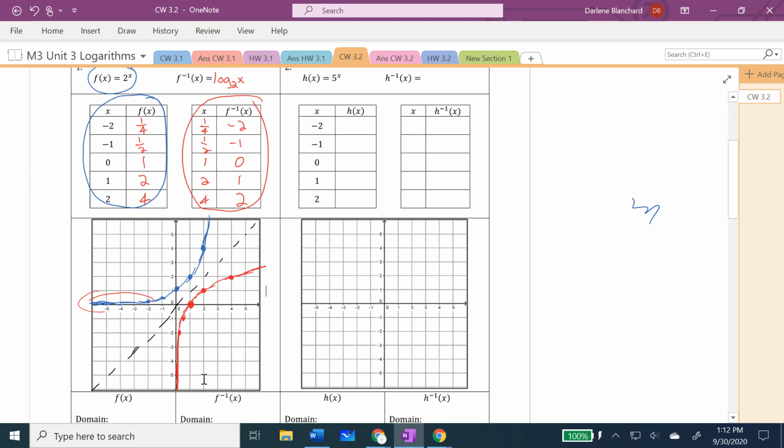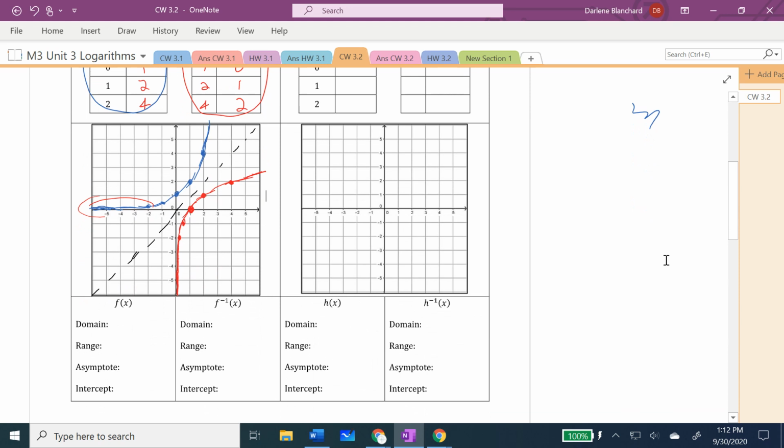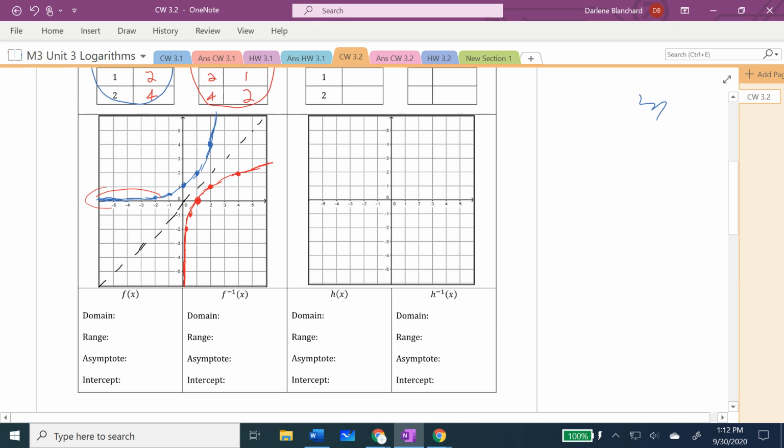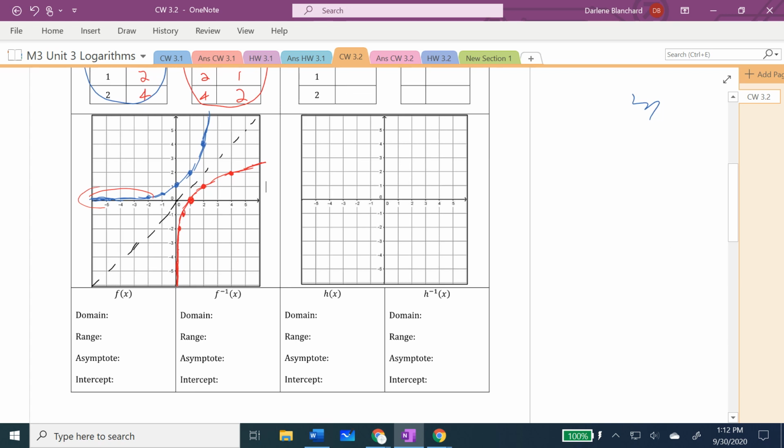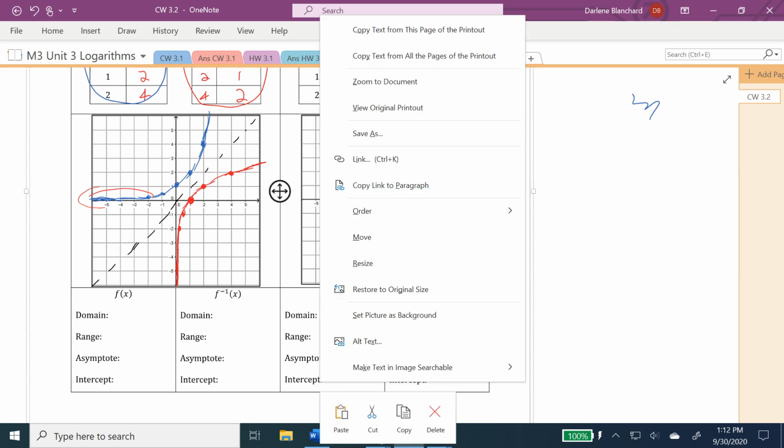So you need to understand and learn about the graph of the logarithm. The domain of your logarithm is 0 to infinity.